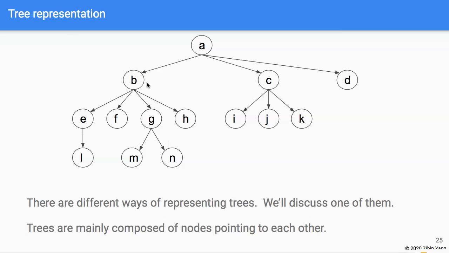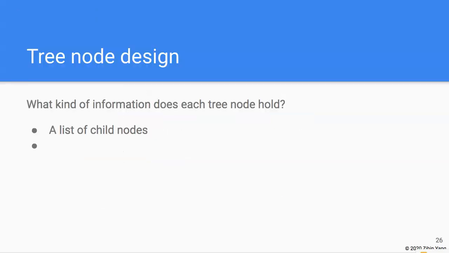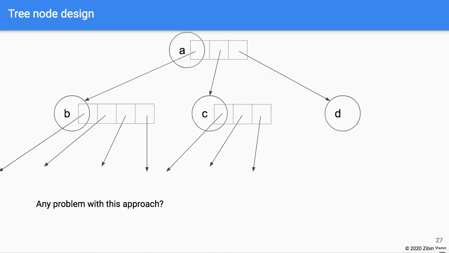So what kind of information should each of the nodes hold? Well, the most obvious ones are its children, right? So each node has a whole bunch of children nodes. So perhaps one way that we can hold the children of a node is to use, say, a list or an array of pointers that point to all the children nodes of a particular node.